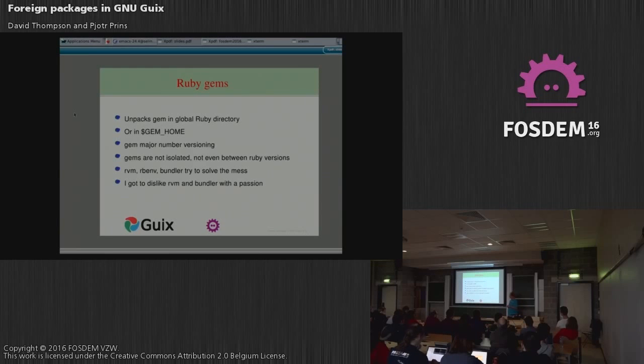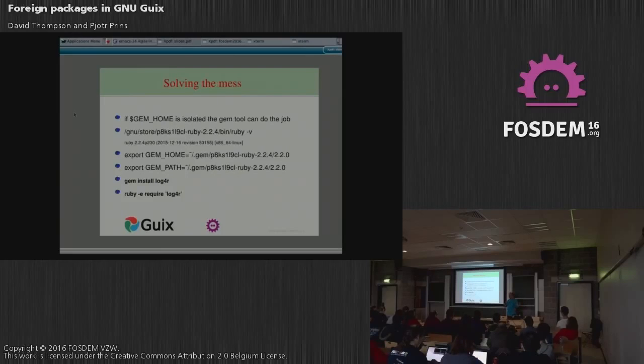As a developer, I got to dislike RVM and Bundler with a passion. I spend a lot of time fixing issues around RVM and Bundler, which I'm not supposed to be doing. I was writing software. That was the fun of it. And virtualenv in Python is a very similar solution to RVM and Bundler combined. So how do you solve this mess?